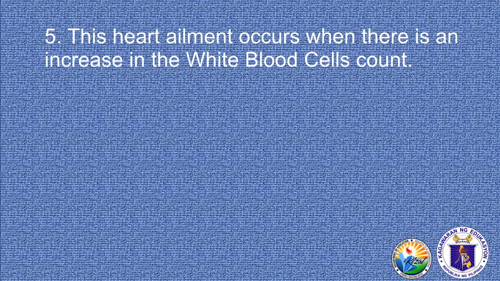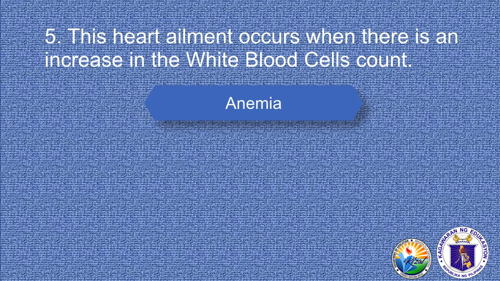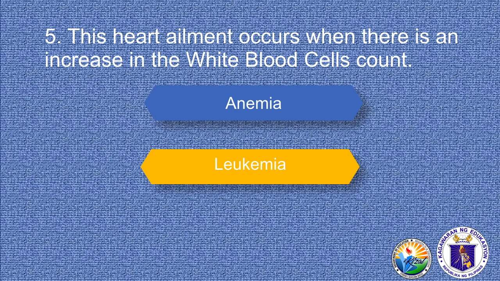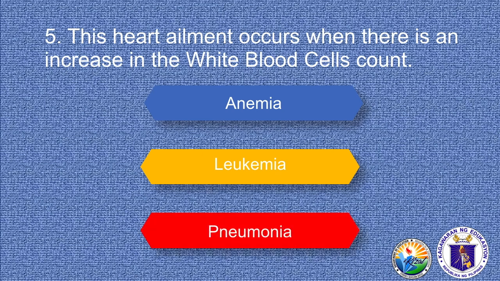And last, number 5. This heart ailment occurs when there is an increase in the white blood cells count. Is it anemia, leukemia, or pneumonia? If you said leukemia, you're correct.